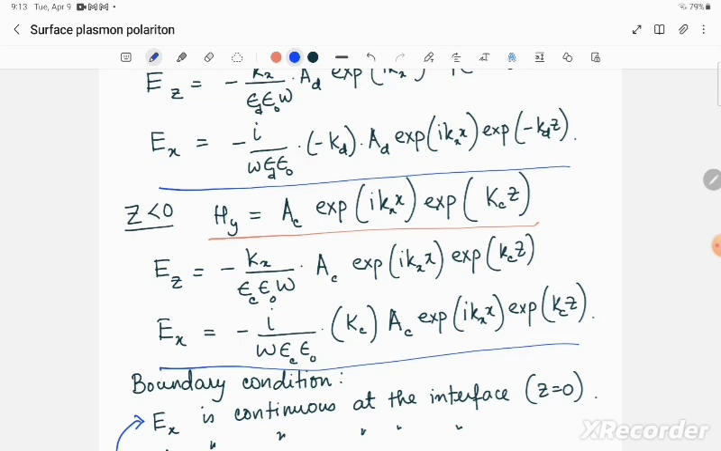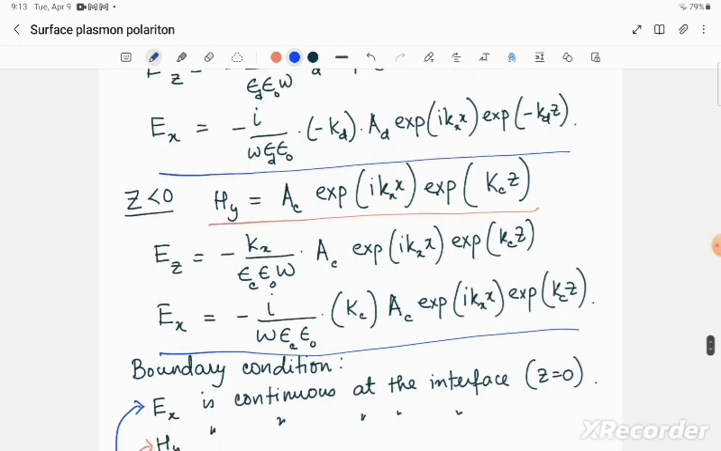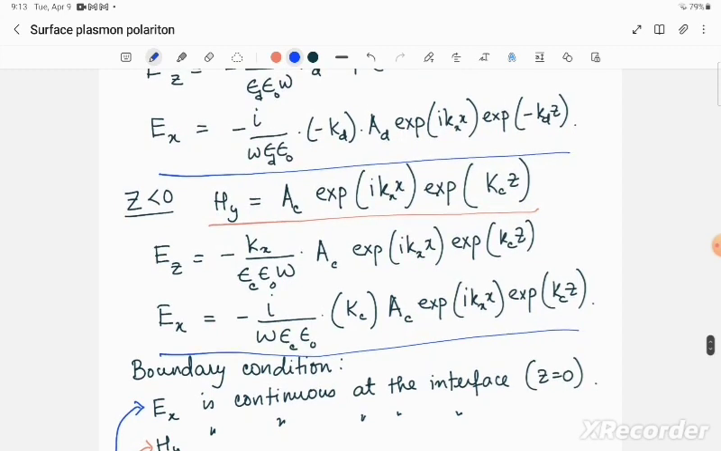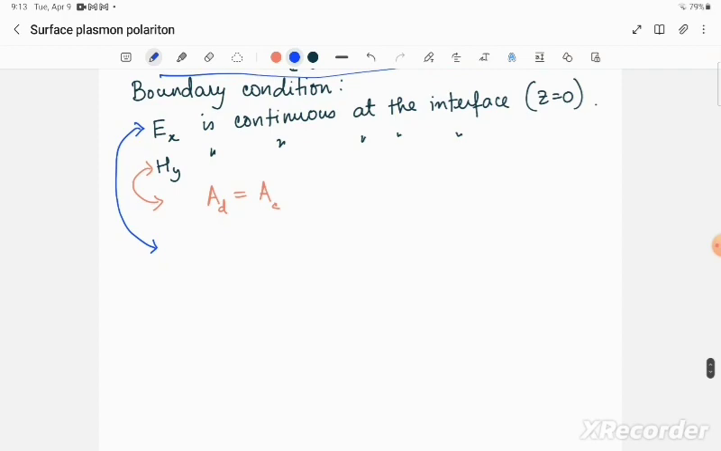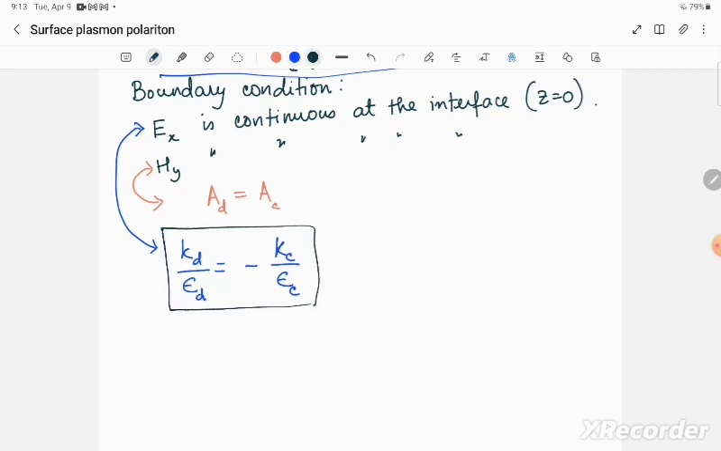If we do that, then what you'll see is KD, and putting in that AC is equal to AD, what you have is KD by epsilon D becomes equal to minus KC by epsilon C. These are the two relations we get from the boundary condition.